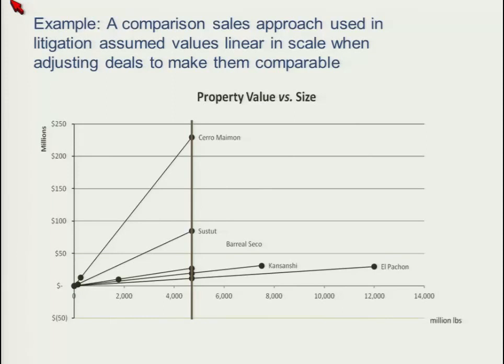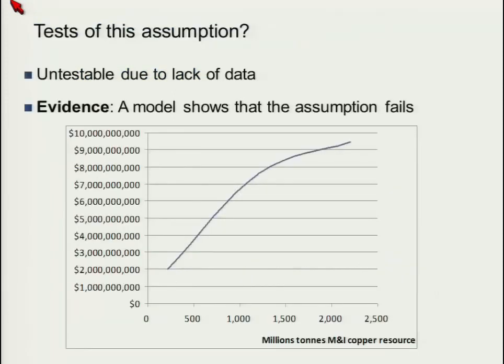Is this assumption of linearity reasonable? It's untestable because we just don't have enough data, because properties are never only different in size. So it's an untestable proposition. That doesn't rule it out from science, but it makes it difficult to use. But at least we can model it.